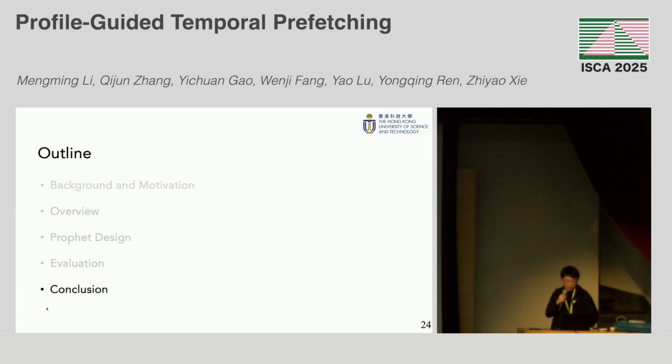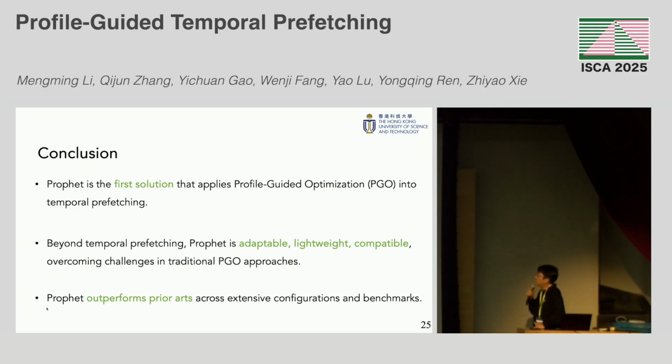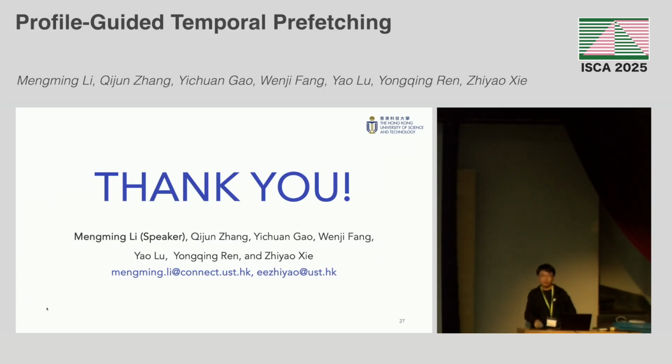Okay, let me give a conclusion. Prophet is the first solution that applies PGO to temporal prefetching. Beyond temporal prefetching, Prophet is adaptable, lightweight, and compatible, overcoming several challenges in traditional PGO methods. Third, Prophet outperforms prior state-of-the-art work like Triangle and RPG2 across extensive configurations and benchmarks. That's all for my presentation. Thank you.